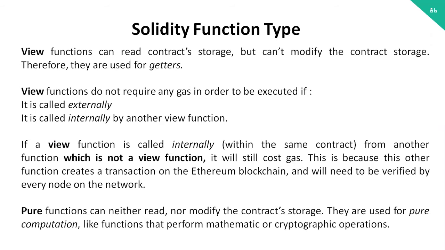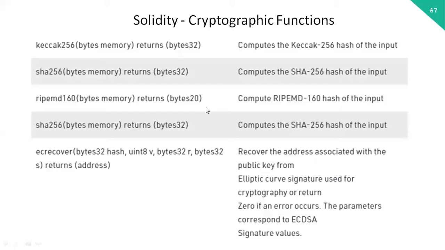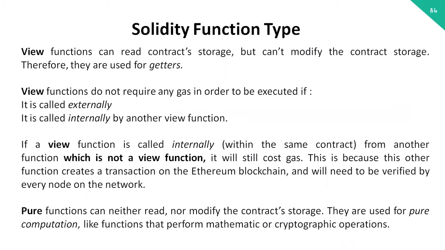Again, we have one more function, that is the pure function, with which we cannot read and we cannot modify the contract storage. Simply, when we are using mathematics, cryptography functions, cryptography operations, that time we'll be using this pure function. As yesterday we said, there are some predefined functions which are used for the computation of hash, the computation of different kinds of hash. So here just read the last line: pure function can neither read nor modify the contract storage. They are used for pure computation. Let's say we are doing some operator work, or we are using some cryptographic operation, and we'll be using the pure function.